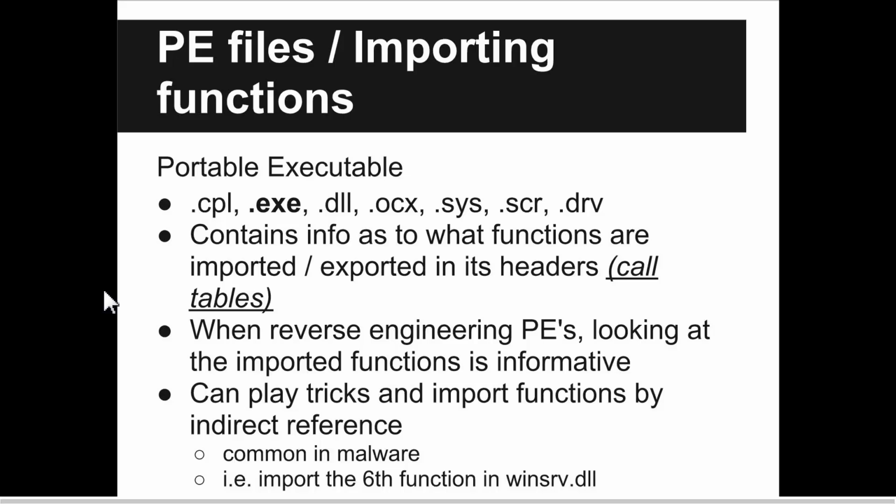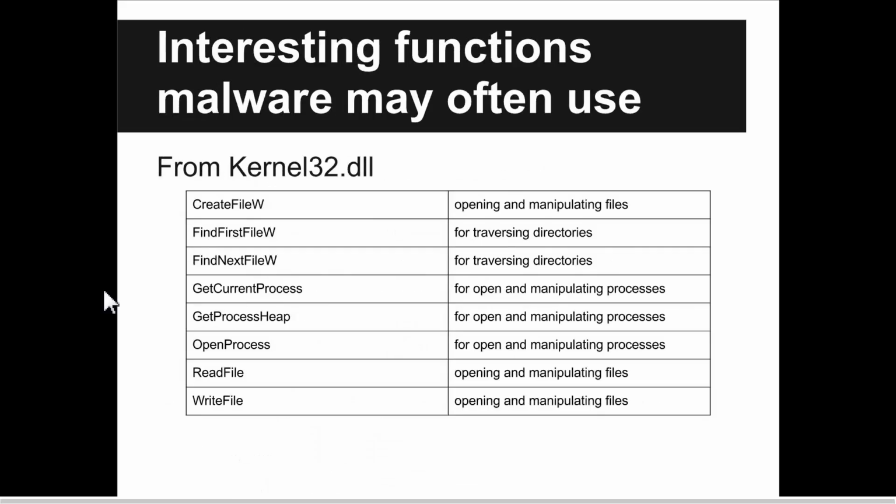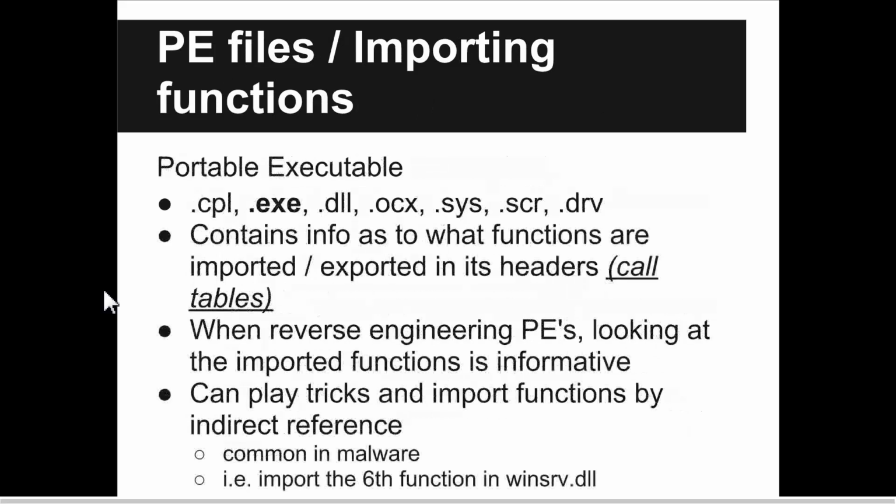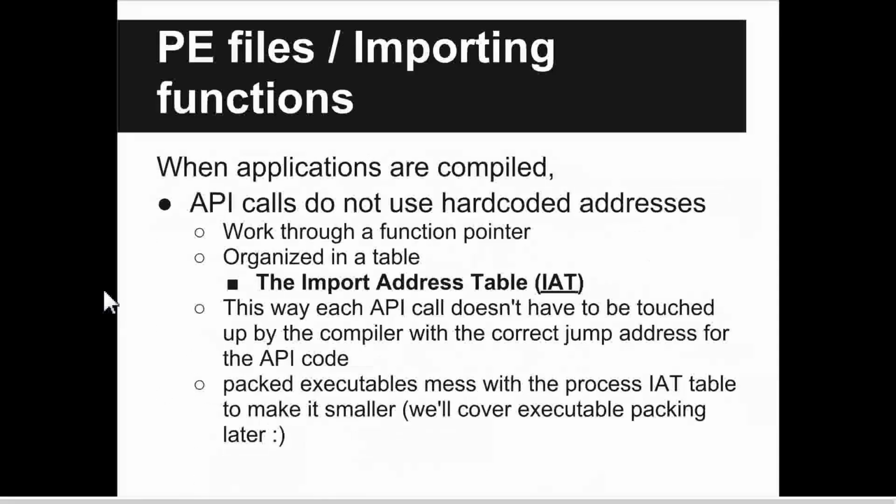So malware can also play tricks by importing functions by indirect reference. In essence, basically import the 6th function from this DLL. It's not going to say import CreateFileW. It's whatever the 6th function happens to be. It could be the 6th function squared divided by 3, something like that. Or offset by a hex address.